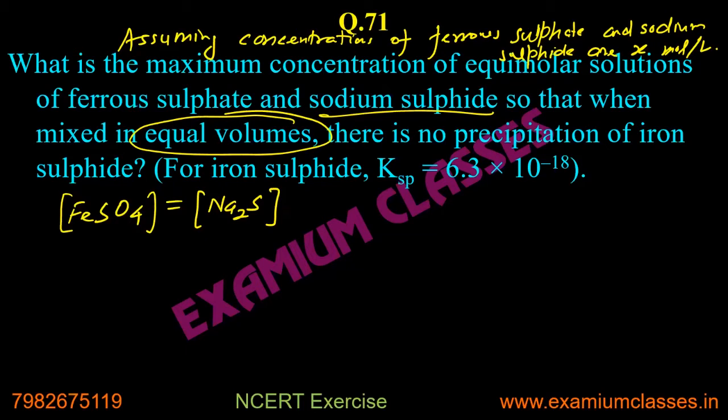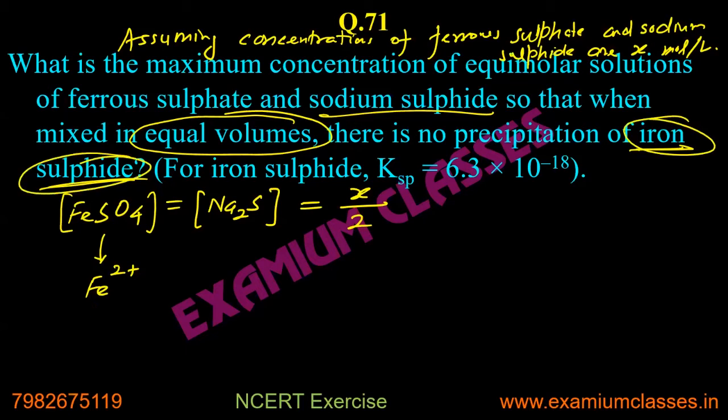Yeah, but as I said earlier, if equal volumes are added, this concentration will become half. Same moles are present in double the volume, so when we mix, their concentration will become half. Now from here, FeSO4 gives us Fe2+. We are interested in iron sulfide because the question is that when mixed in equal volumes, there is no precipitation of iron sulfide.